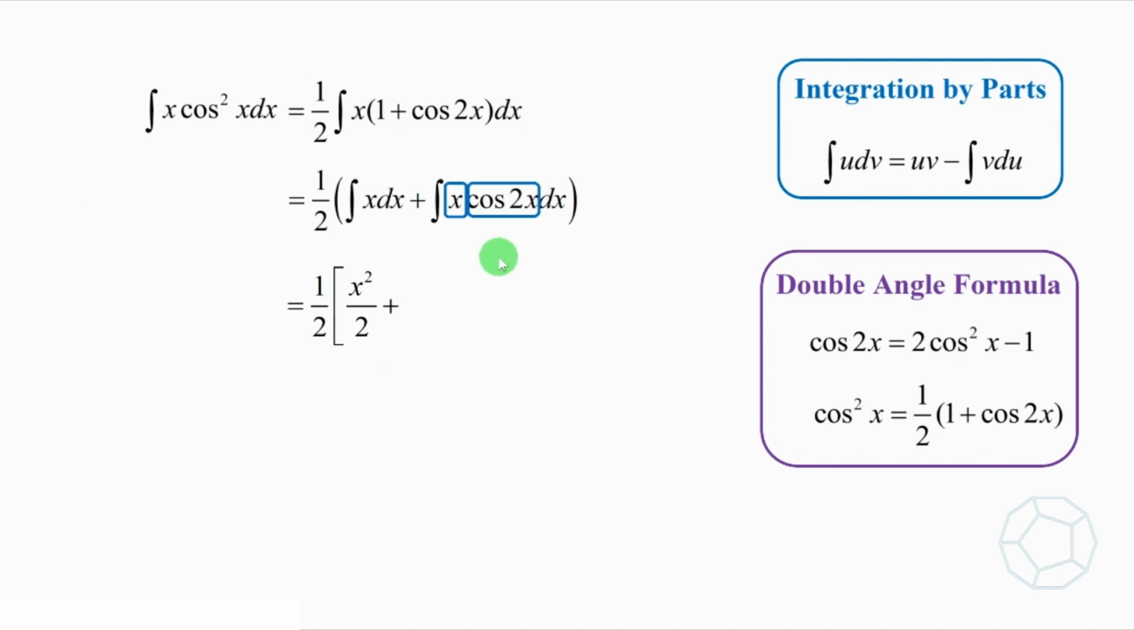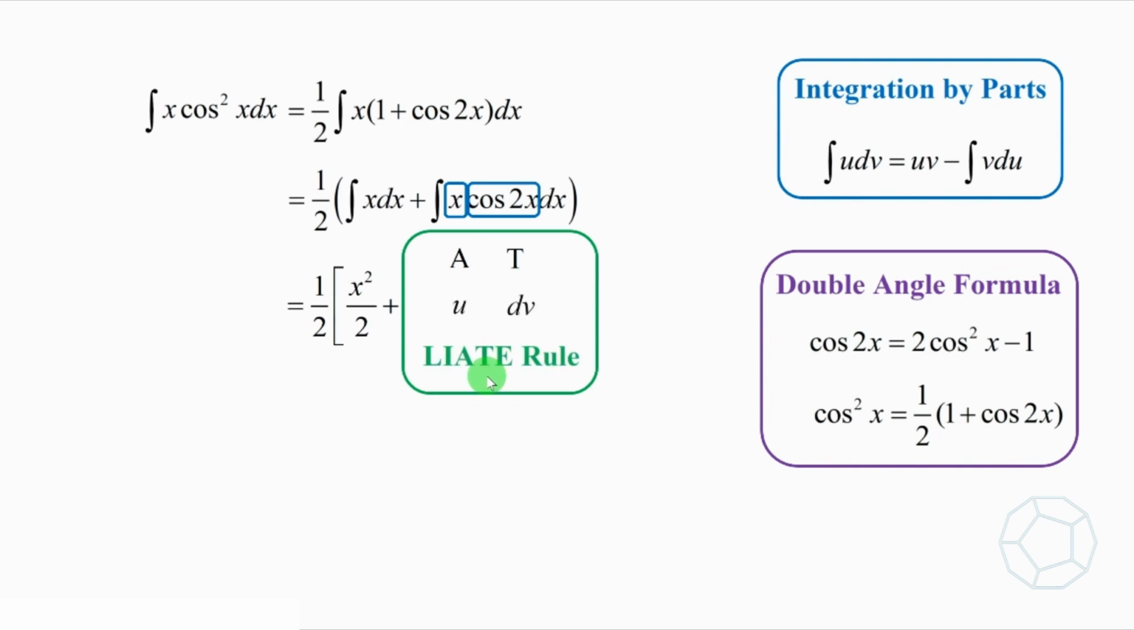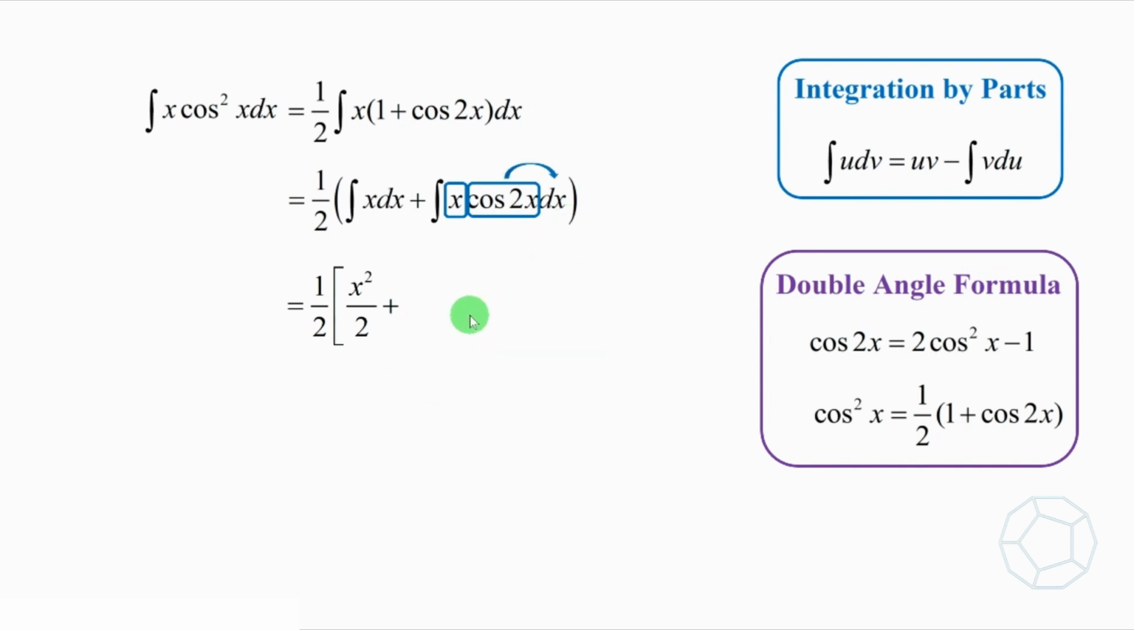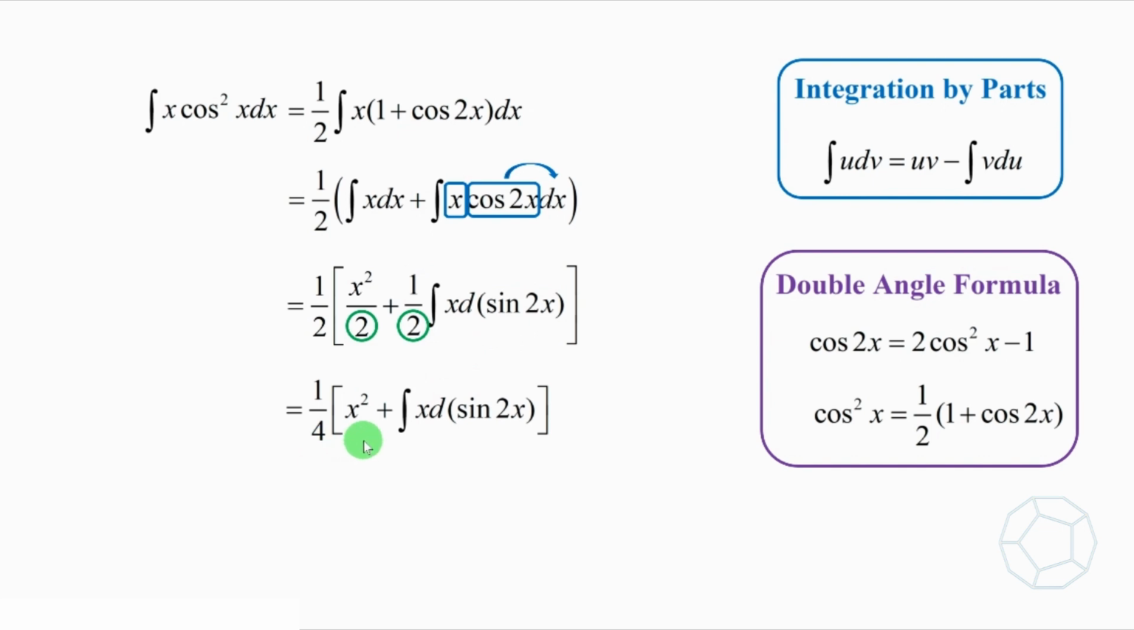It is still a product of A and T. Therefore, by last rule, we can integrate cosine 2x into the differential. So the integral becomes 1 over 2 times integrate x d bracket sine 2x. Let's take out the common factor 1 over 2. Therefore, it is equal to 1 over 4 times bracket x squared plus integrate x d bracket sine 2x.